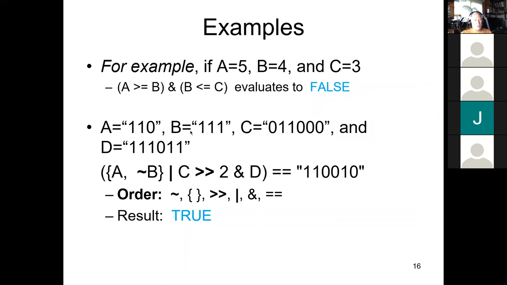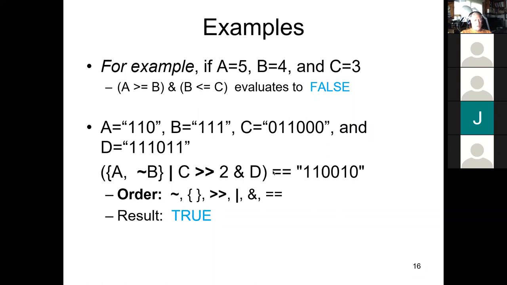If A is 110 and B is 111 and C is 011000 and D is 111011, then if you concatenate A and B, so A with the inverse of B, then you would get 110000. And then you OR that with C, shifted two. Now notice, there's parentheses around the whole thing, but you have to know the order of precedence. I'm not gonna go through this, but you can walk yourself through this.